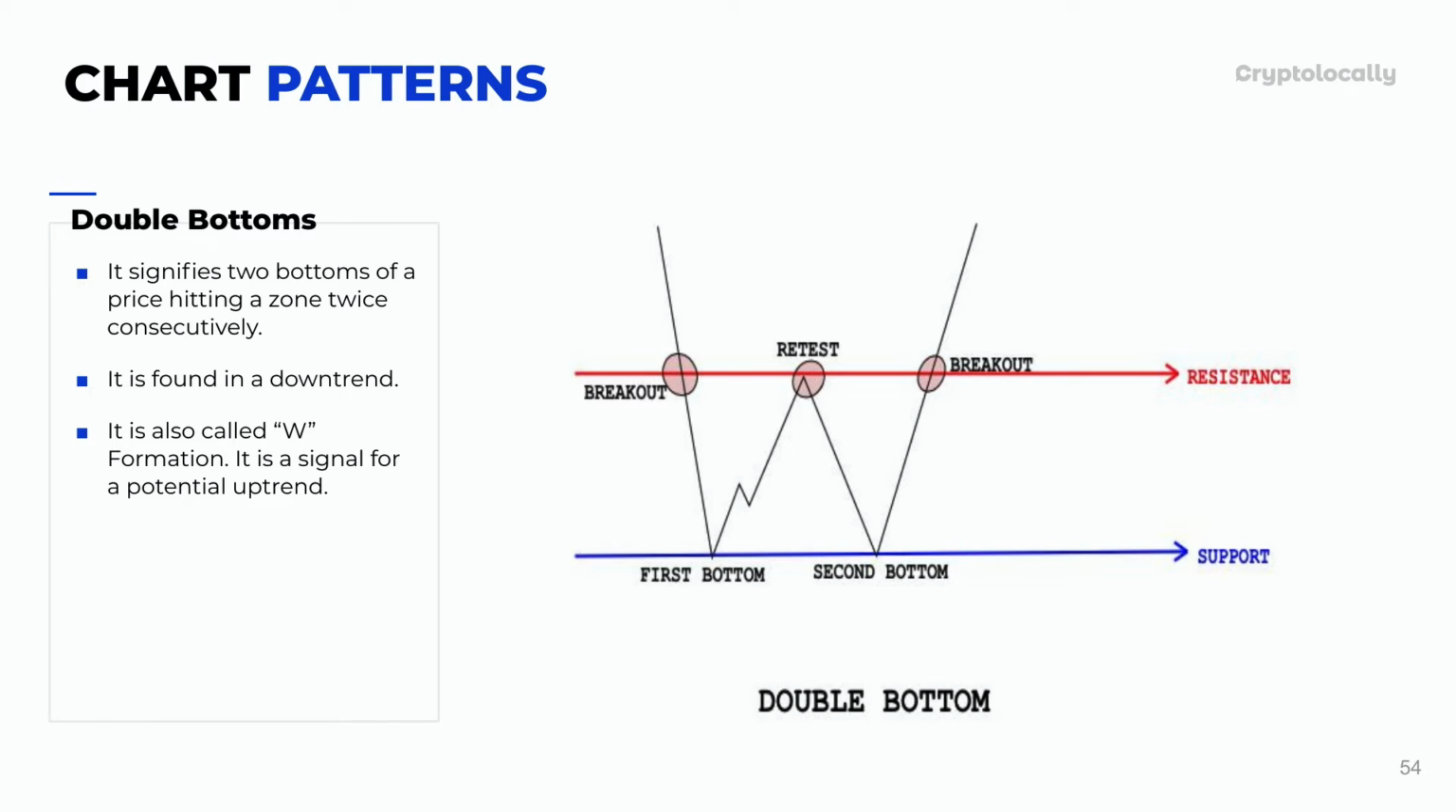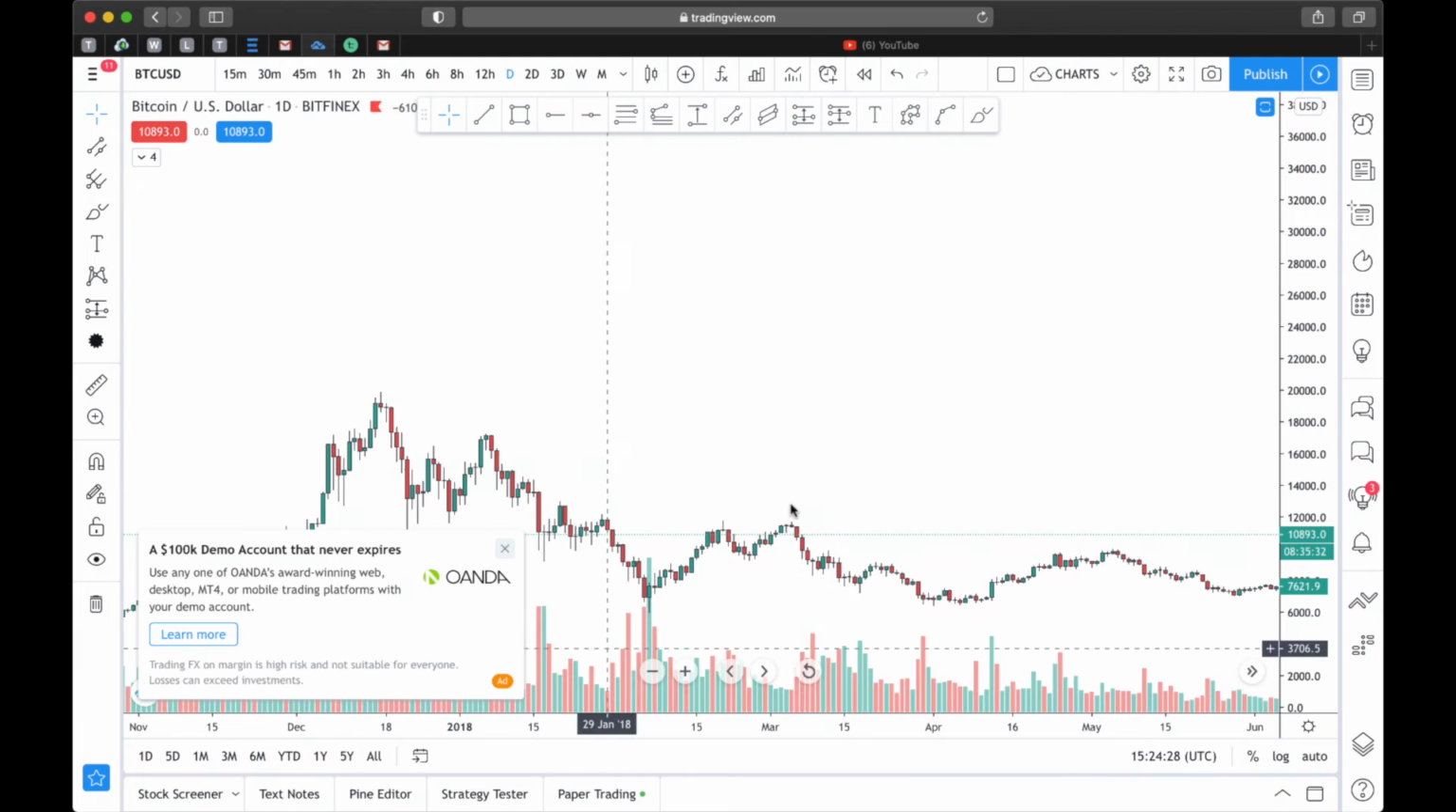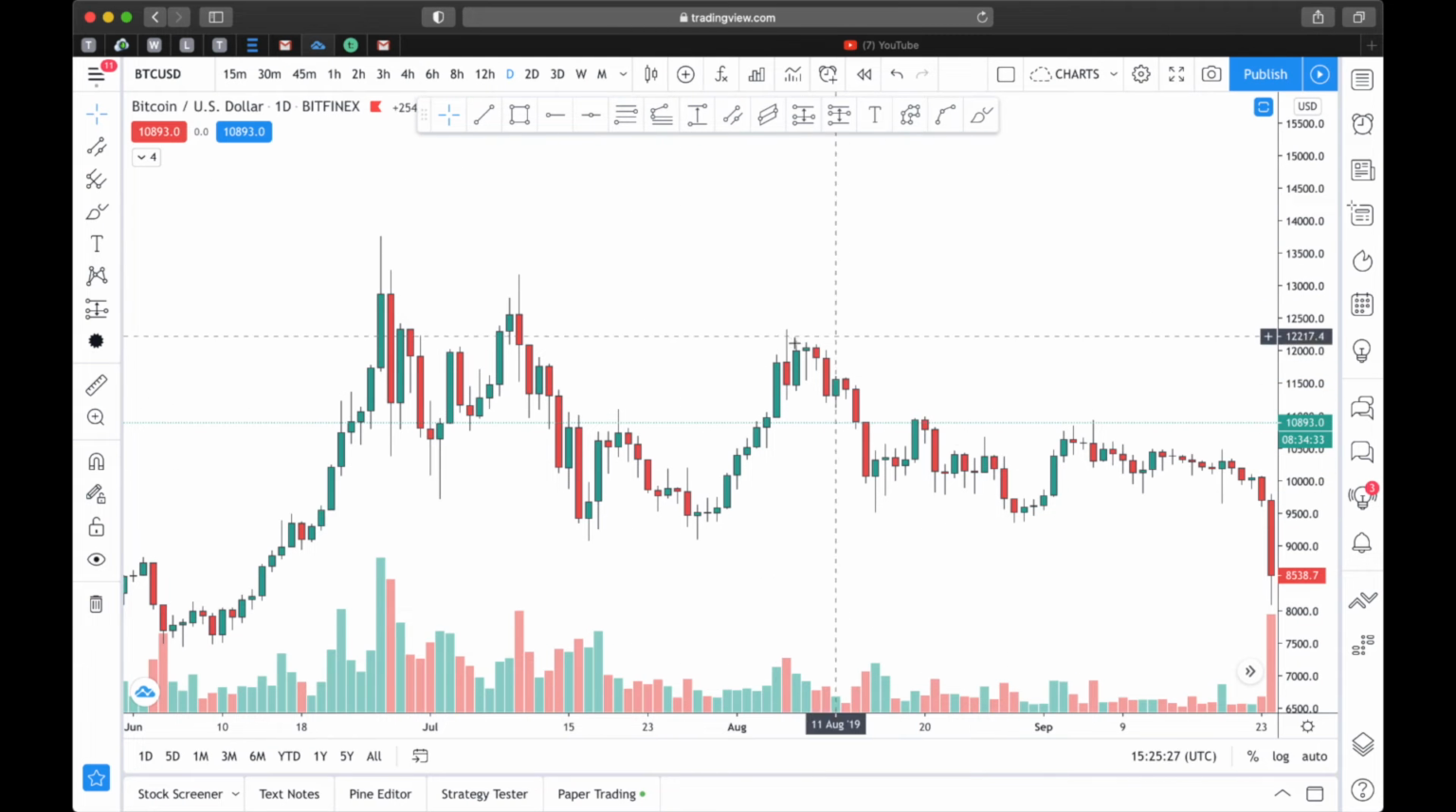The next one is a double bottom, and a double bottom is just a direct opposite of a double top. It's just two bottoms of price hitting the same zone. So let's look for an example, and this happened in a downtrend. You want to be looking for a double bottom in a downtrend. It also looks like a W shape. So let's look at this in a real life scenario. So in a real life scenario, this is what a double bottom looks like.